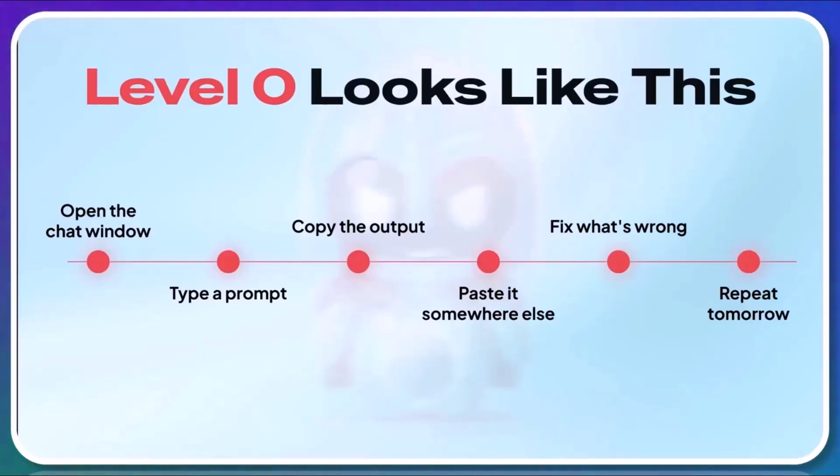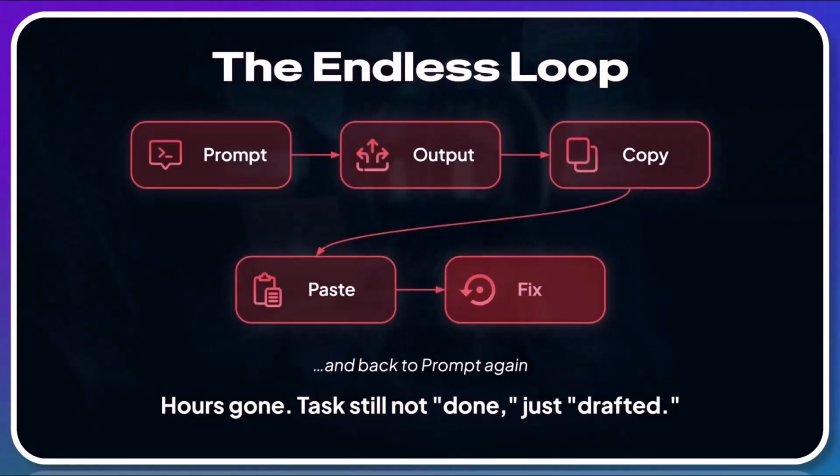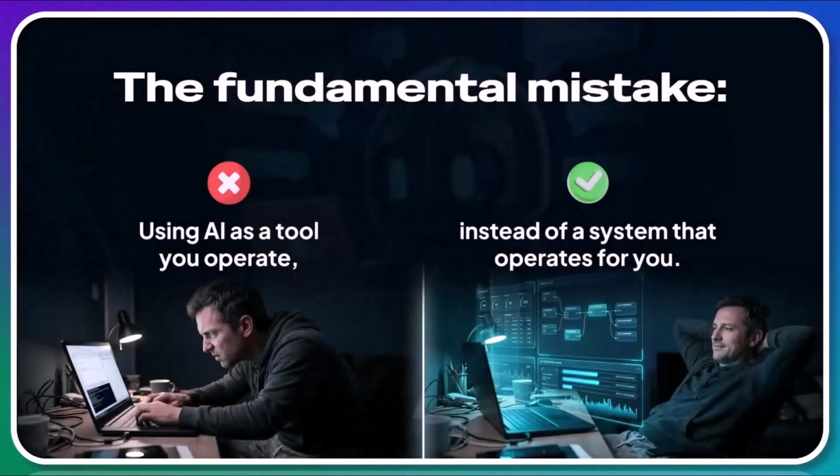And this becomes an endless loop, right? This becomes something you do over and over again. Like, this is what a proverbial hell would look like. You keep doing the same thing over and over again. So you never really get the chance to go to the next level, because you're just stuck doing the most mundane, the most basic tasks, which don't allow you to compound. Right? That's the problem. So the fundamental mistake in all this is that you're using AI as a tool that you operate. And I want you to shift that and instead use AI as a system that operates for you, right?